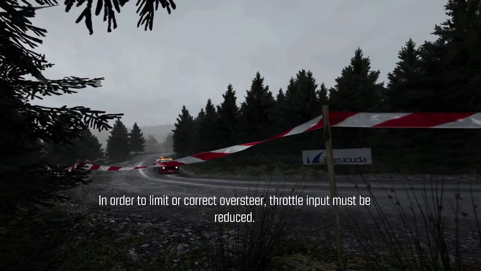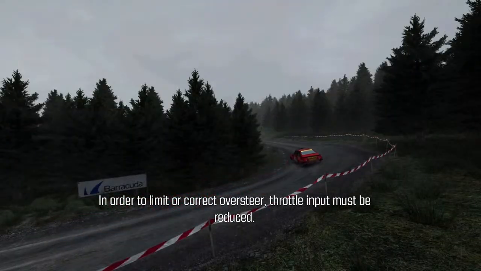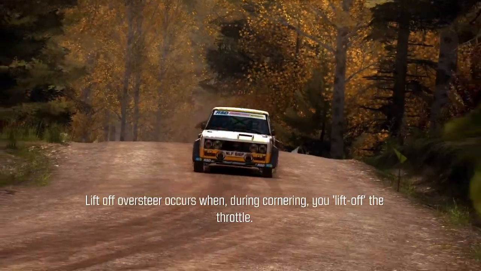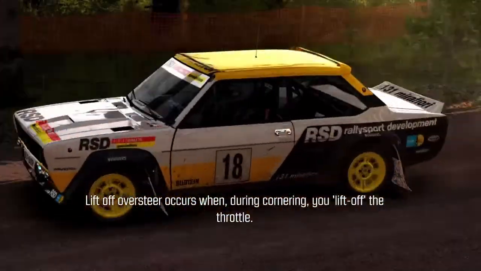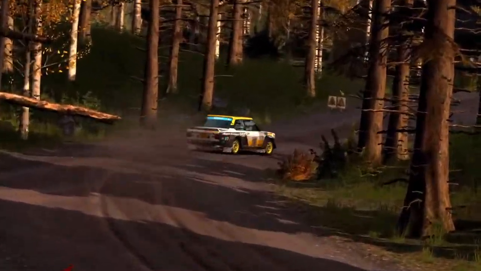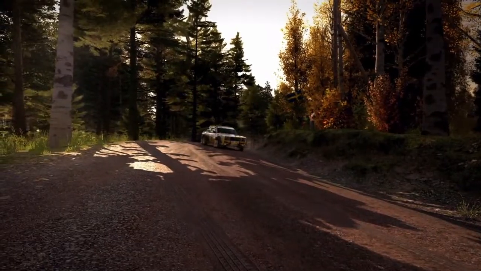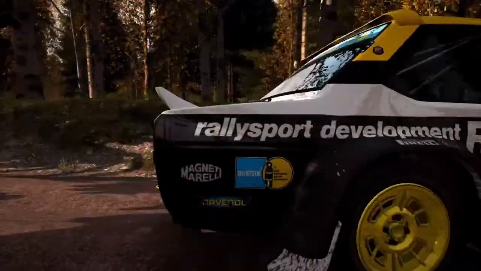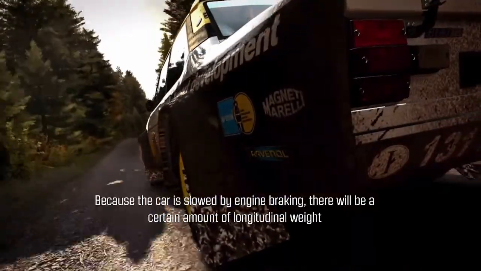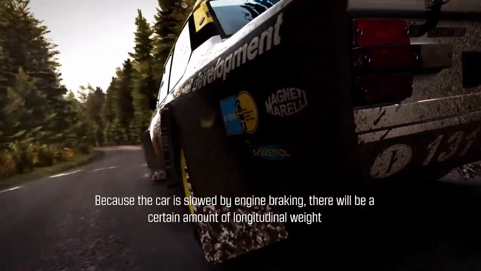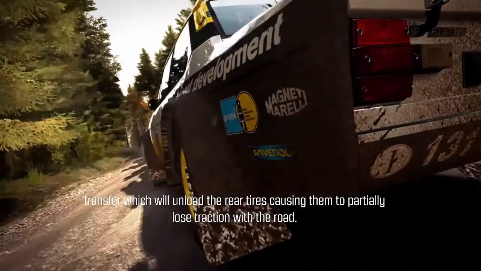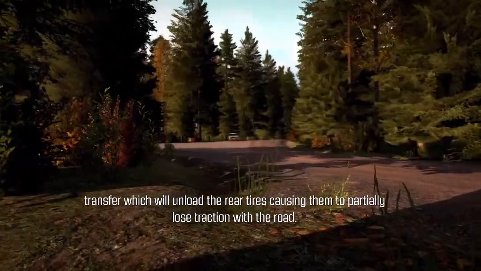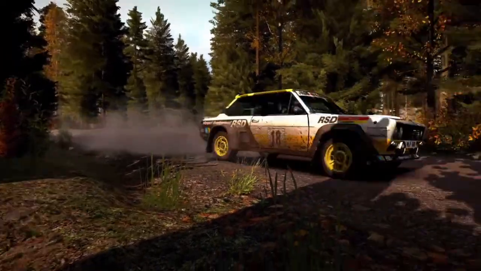In order to limit or correct oversteer, throttle input must be reduced. Lift-off oversteer occurs when, during cornering, you lift off the throttle. Because the car is slowed by engine braking, there will be a certain amount of longitudinal weight transfer which will unload the rear tyres, causing them to partially lose traction with the road.